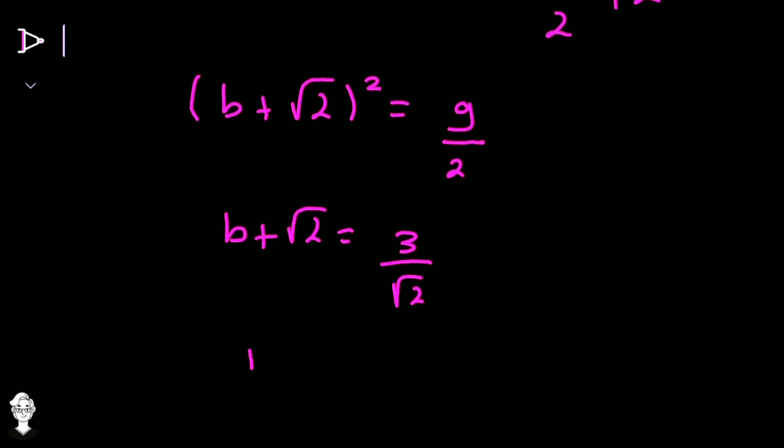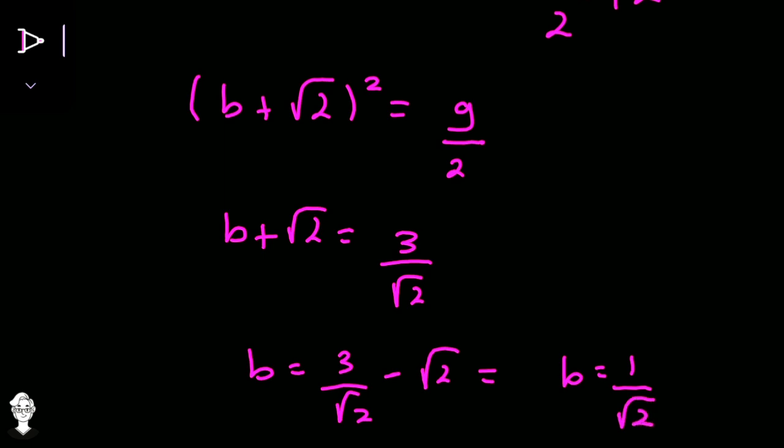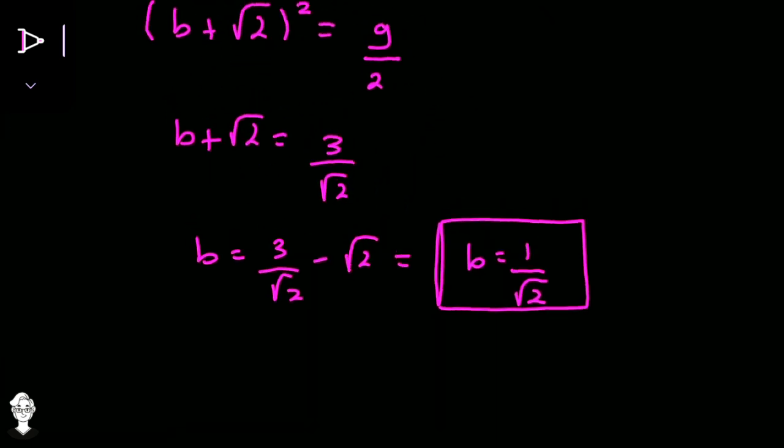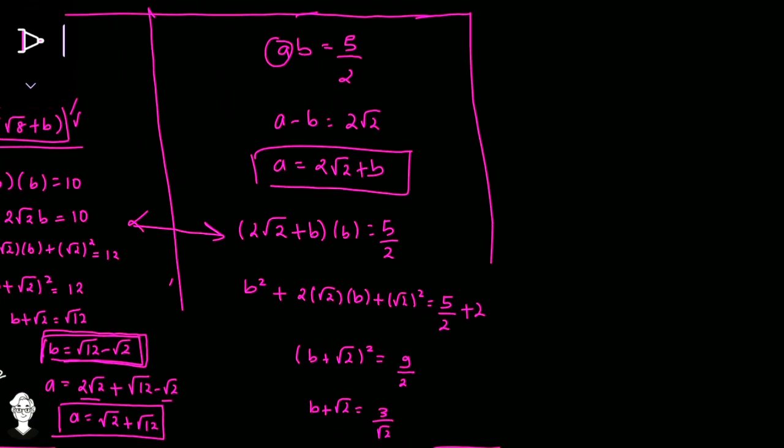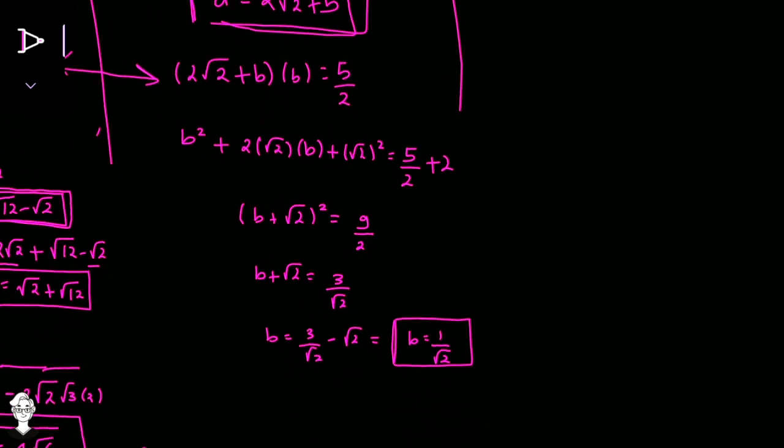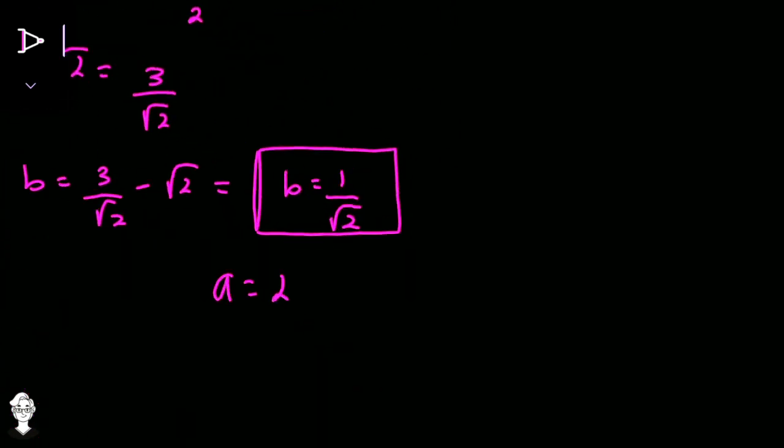So from here we get that value of B is equal to 3 upon square root of 2 minus square root of 2. Square root of 2 into square root of 2 means positive 2, so 3 minus 2 is 1, and we get that B is equal to 1 upon square root of 2. So this is the value of B. So keeping it in that equation, that is this one, we get the value of A. A is equal to 2 times square root of 2 plus B, so plus 1 upon root 2. So from here we get that value of A is 2 into square root of 2 into square root of 2 means 4, 4 plus 1, 5. So we get that A is equal to 5 upon square root of 2.